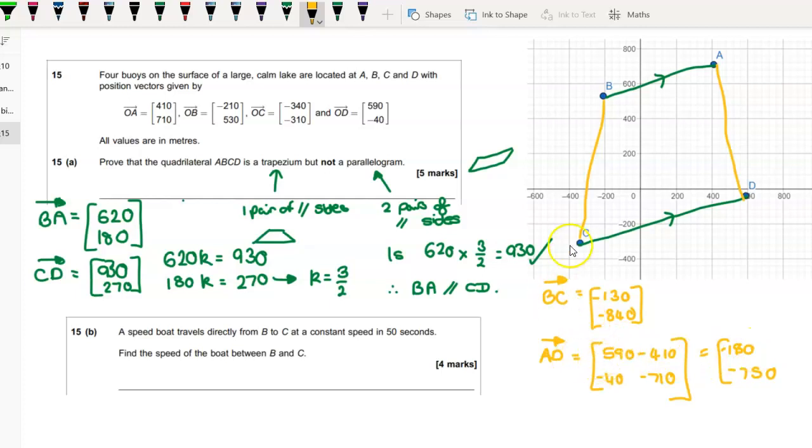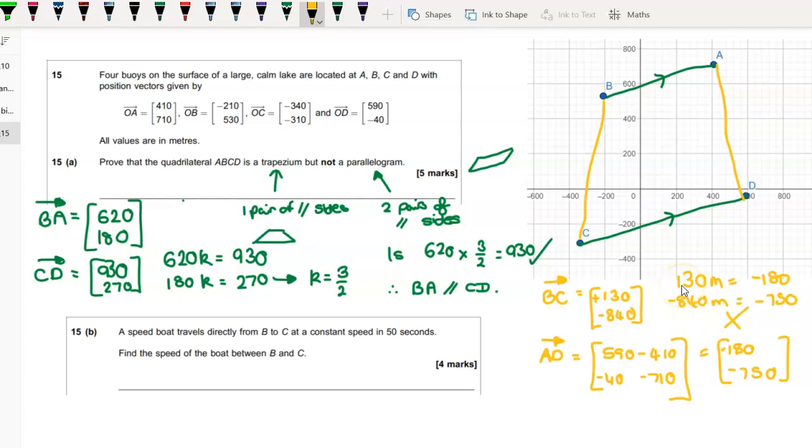Going from 590, B to C. Is it parallel to A to D? So B to C, you're going, oh, well, it's clearly not, is it? Because one of these is positive, one of these is negative. That's plus 130, isn't it? Right. So clearly there's no constant that we can multiply to show that. You could do 130 times, let's call it m, equals minus 180, and minus 840 m equals minus 750, and clearly we can't find an m that is going to make that true.